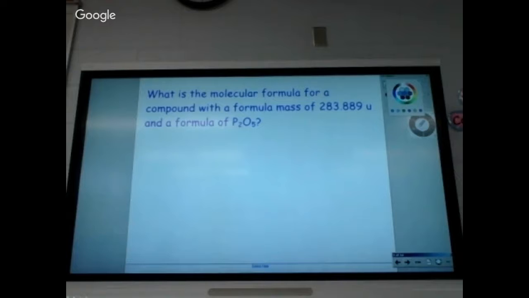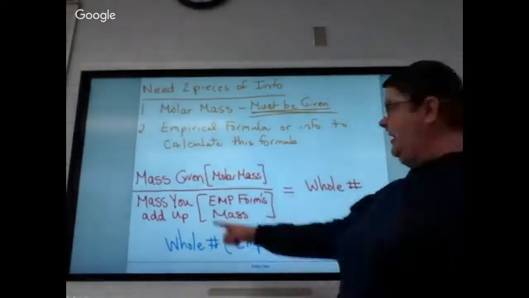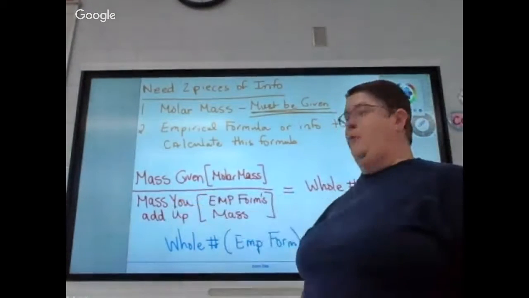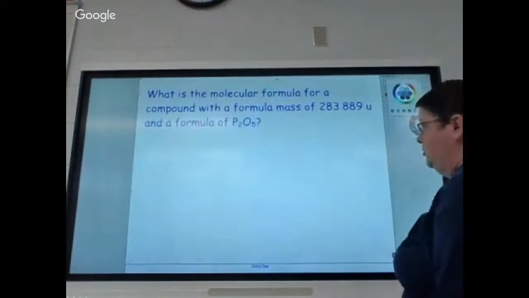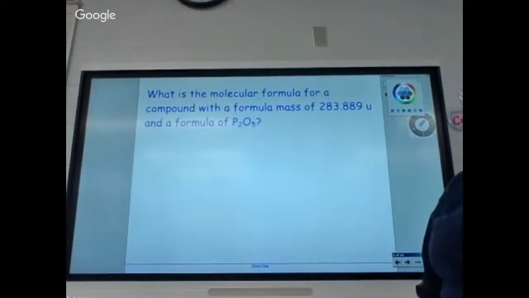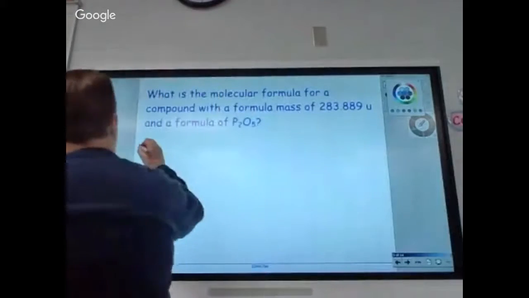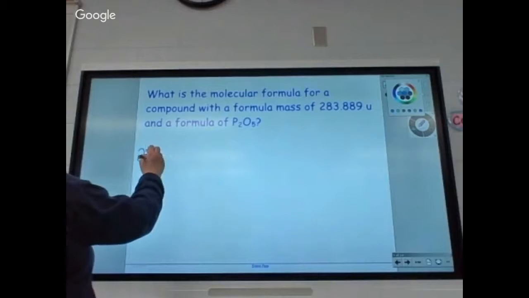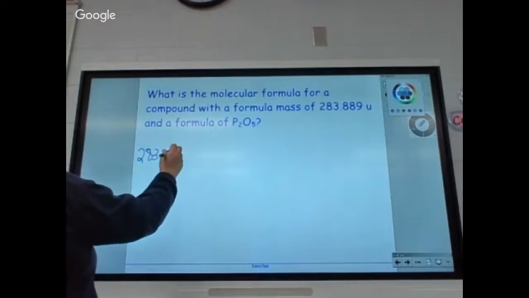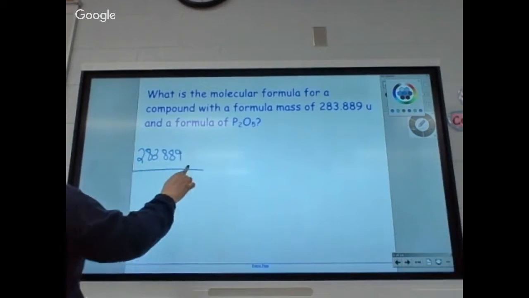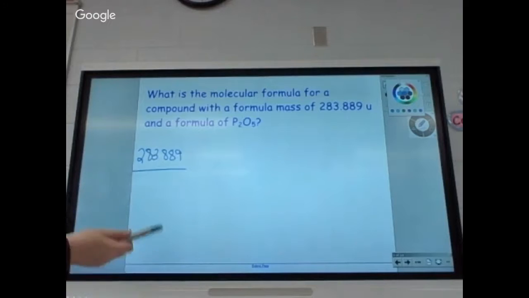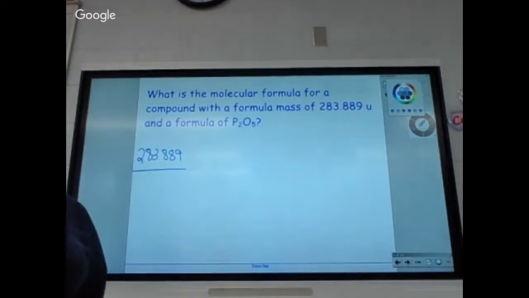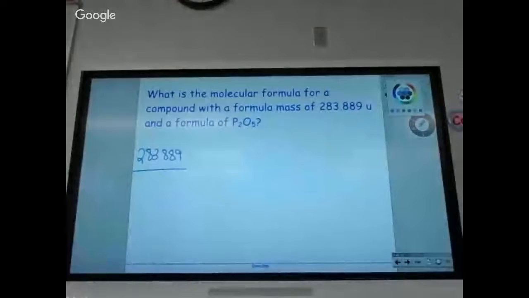Now, what's the mass that's given? The first step is to take the mass that's given, divide it by what you add up. So what's the mass that's given? 283.889. Divide it by what we add up. What is the only thing left that we can add up? So that's what we're going to add up.